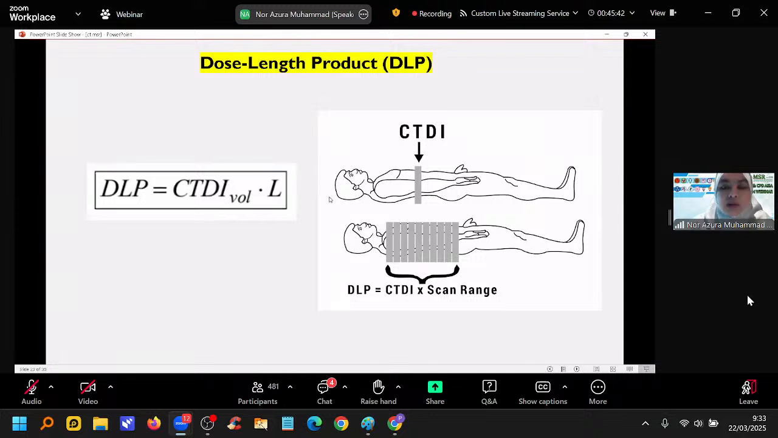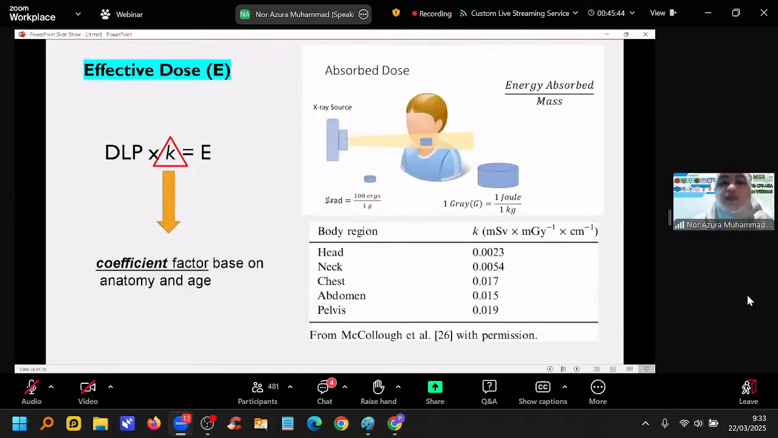Okay, and then how do we calculate the effective dose? Effective dose is the DLP times the coefficient factor. This one is based on the anatomy and age. This is an example that I took from a previous study. The coefficient factor is based on the body region: head, neck, chest, abdomen, and pelvis. So the DLP times the coefficient factor gives us the effective dose.